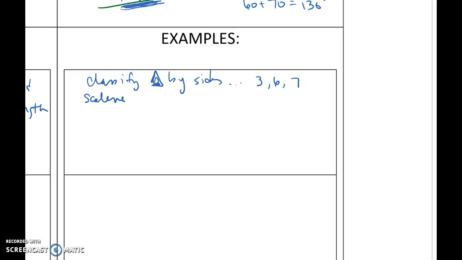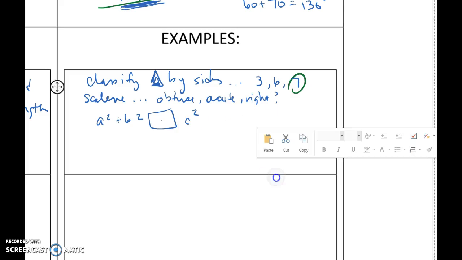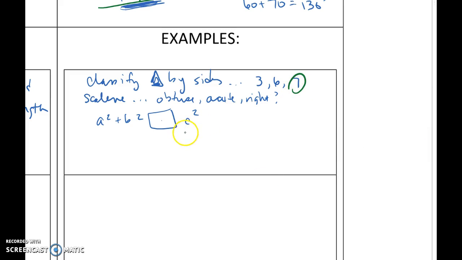And now if I want to know if it's obtuse, acute, or right, what I would do is do a squared plus b squared, and then I would do the math on c squared, and then see what that relationship is. Is it equal to, is it greater than, or is it less than? So which one is the c? Well, hopefully you remembered from earlier, the c is always the biggest one. So I'm going to do 7 times 7, so 7 squared. So this is a 49.